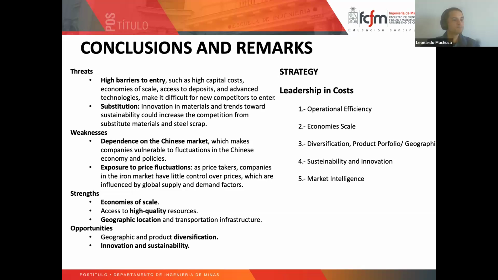And summing up, the strategy should be leadership in cost, operational efficiency, economies of scale, diversification, product portfolio, sustainability and innovation, and market intelligence. And that's our presentation of the iron ore. Thank you very much. What questions and comments do we have?